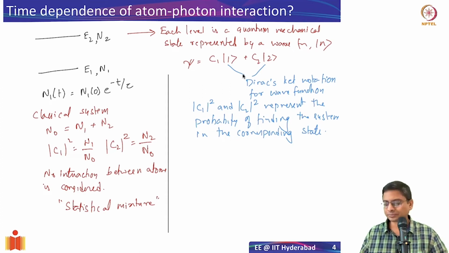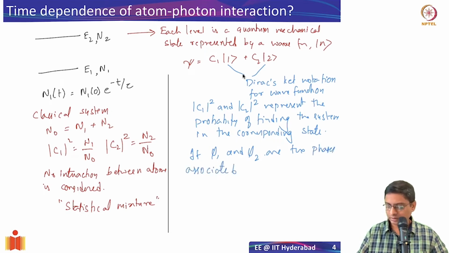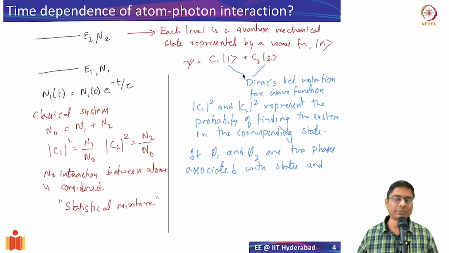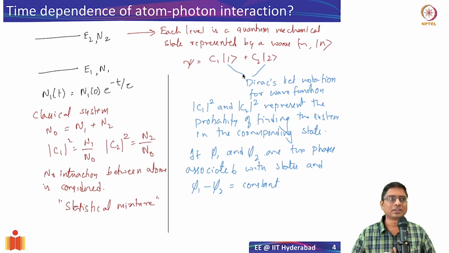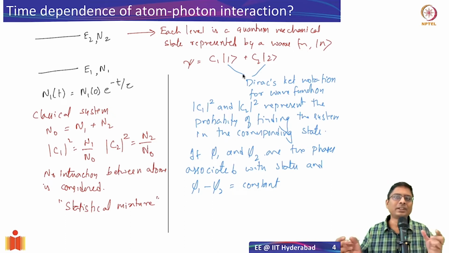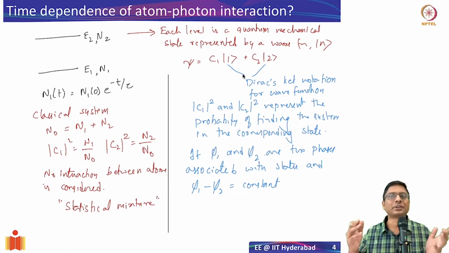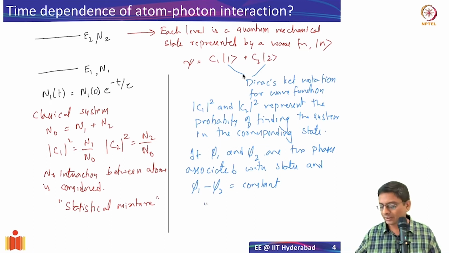Now suppose phi 1 and phi 2 are the phases associated with states, and there is a fixed phase relation between them. That means phi 1 minus phi 2 equals a constant. So essentially what we are saying is there is a fixed phase relation between the wave functions of state 1 and state 2. We call that a coherent superposition.